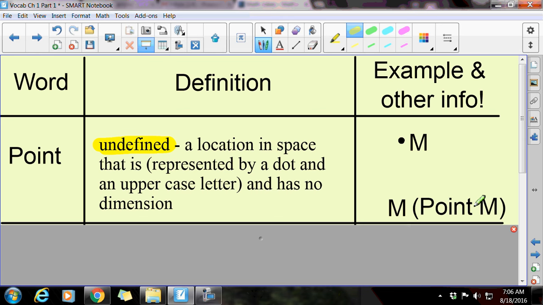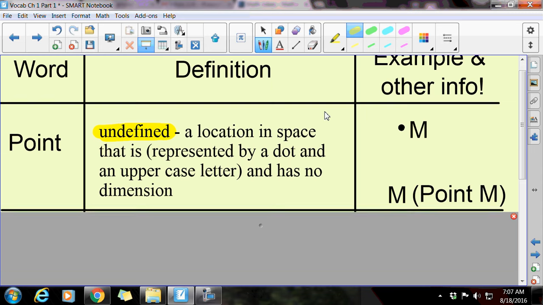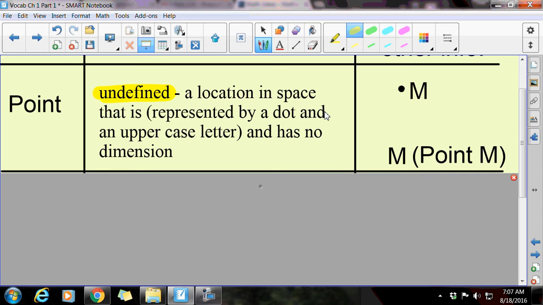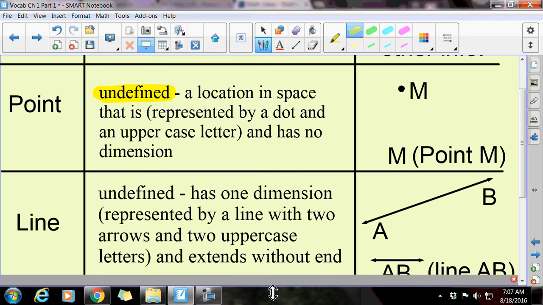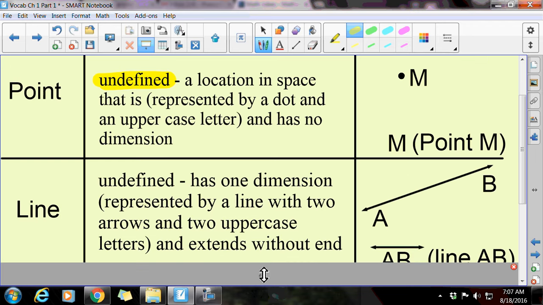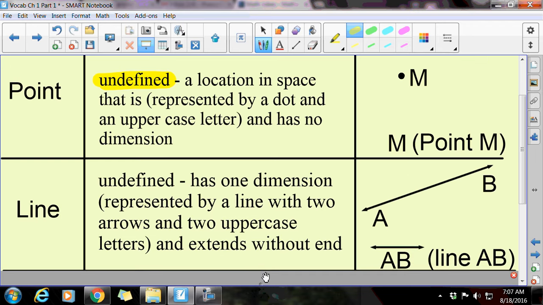A lot of times in class especially, we'll write out the word point M so that you understand what we're talking about. But if you see a letter uppercase that's all by itself, it is talking about a point. Okay, next word. This is where if you need more time with points, stop, write down more, and then hit pause, hit play, and then we'll go on to the next one.